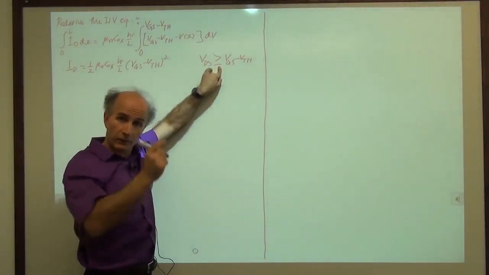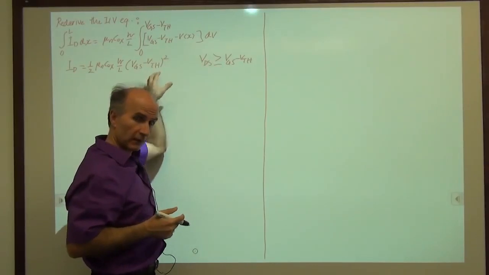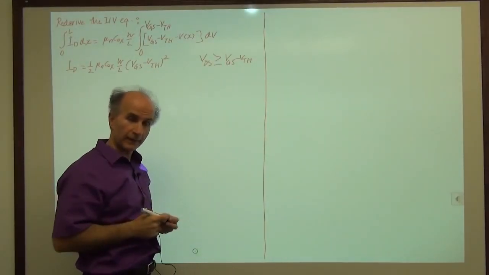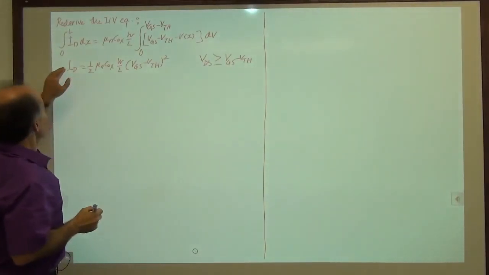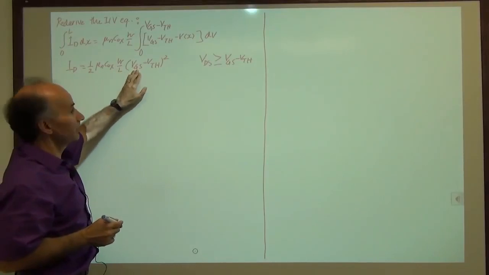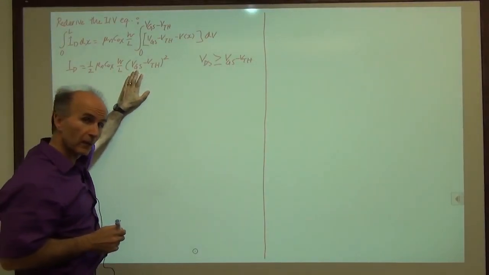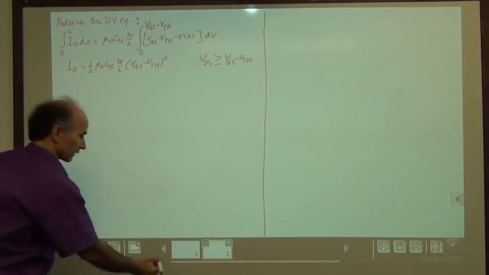So before pinch-off, the previous equations were correct. At pinch-off and above, this equation is correct. So we have different equations for different parts of the operation. Now, what's interesting is that this says the drain current is only dependent on VGS minus VTH and not on VDS. So let's go back for a moment and see what happened here.